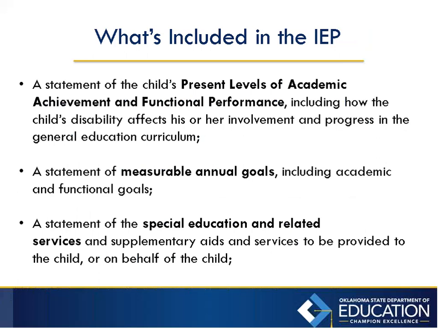Okay, what's included in the IEP? A statement of the child's present levels of academic achievement and functional performance, including how the child's disability affects his or her involvement and progress in the general education curriculum, a statement of measurable annual goals, including academic and functional goals, and a statement of the special education and related services and supplementary aids and services to be provided to the child or on behalf of the child.